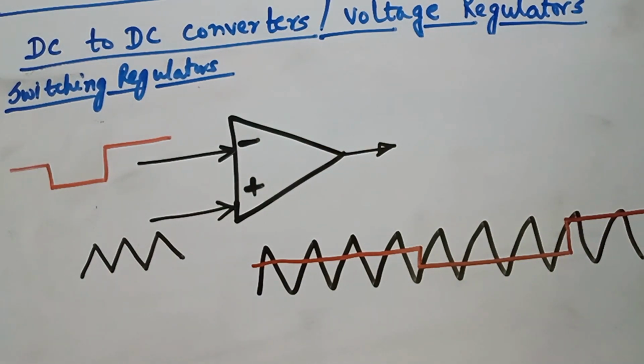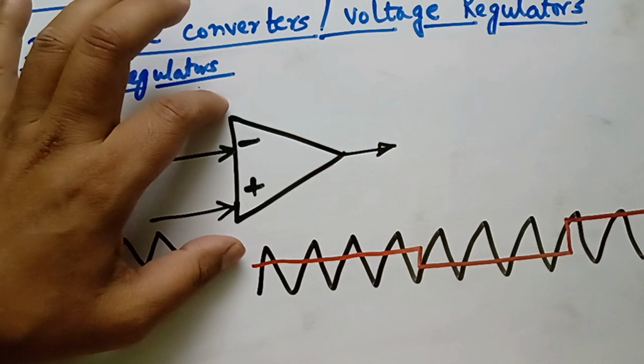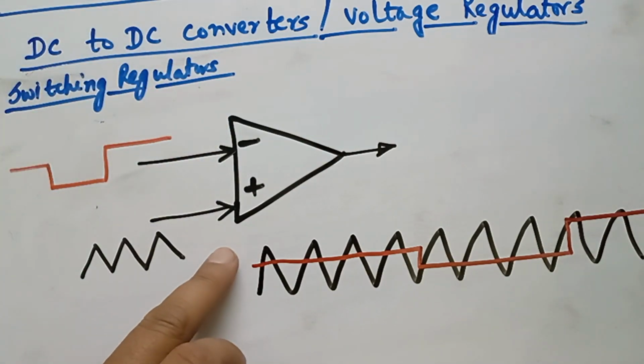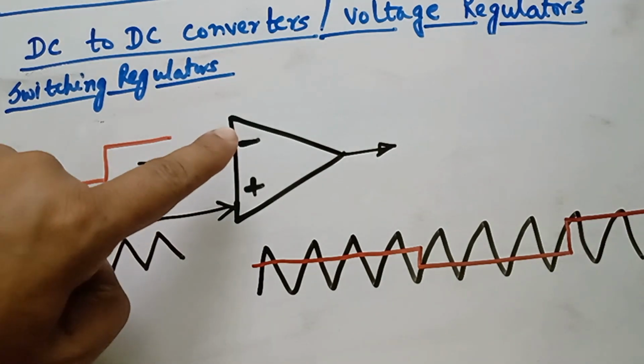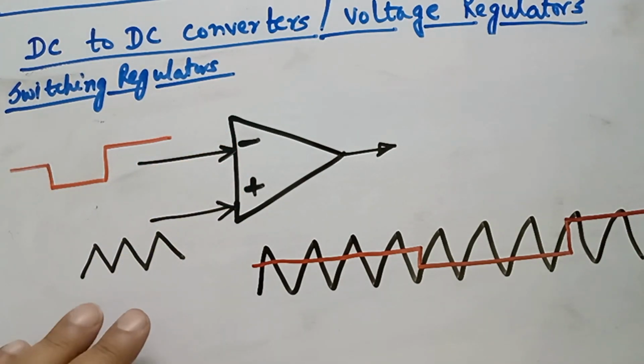So now let me try explaining you one more important building block component of the switching regulator. It is a comparator circuit. So this is the block diagram of a comparator. It has two inputs, one is the inverting input, one is the non-inverting input.